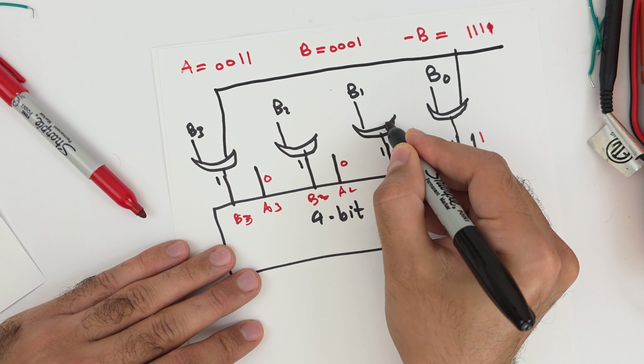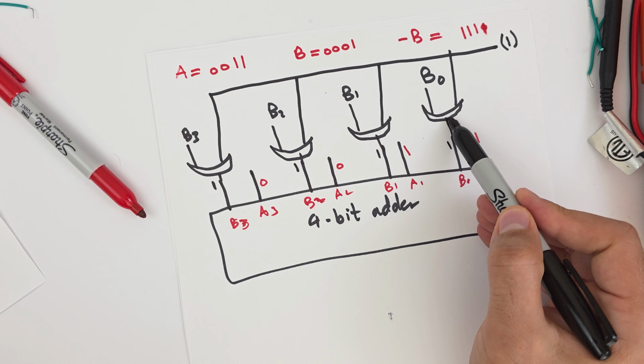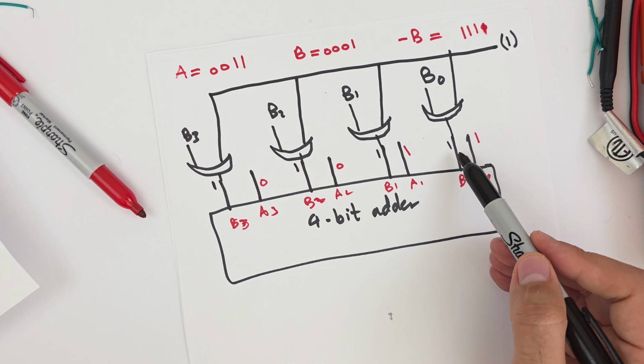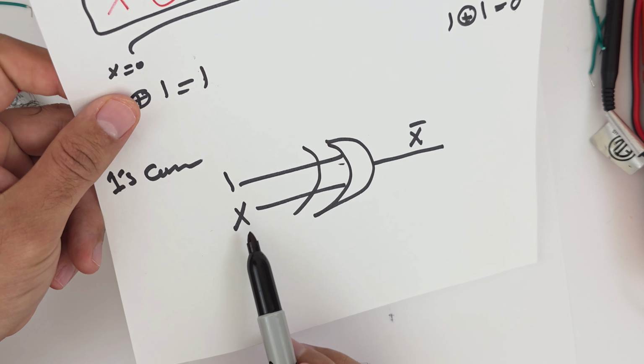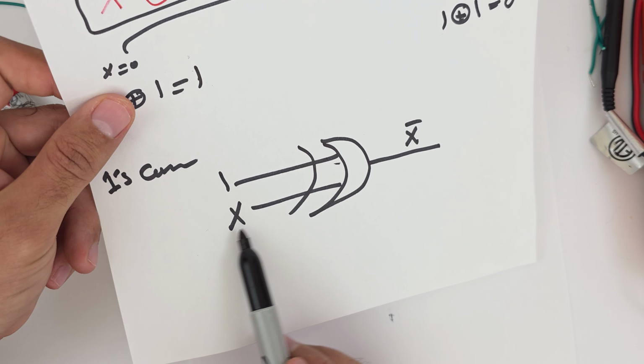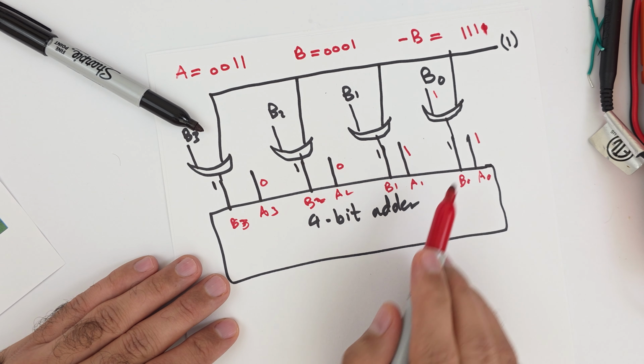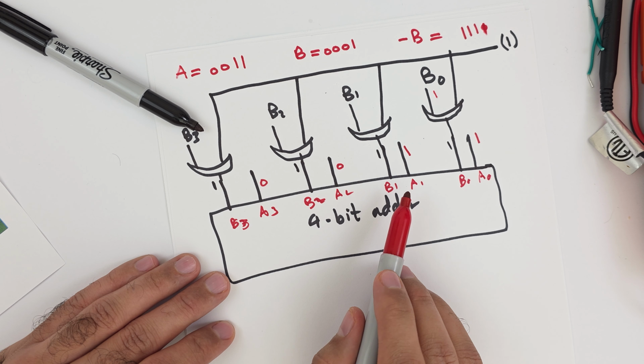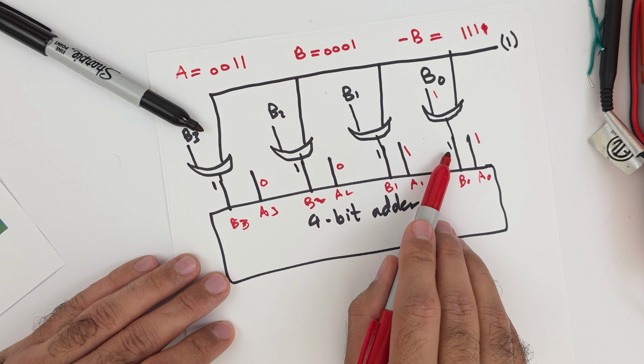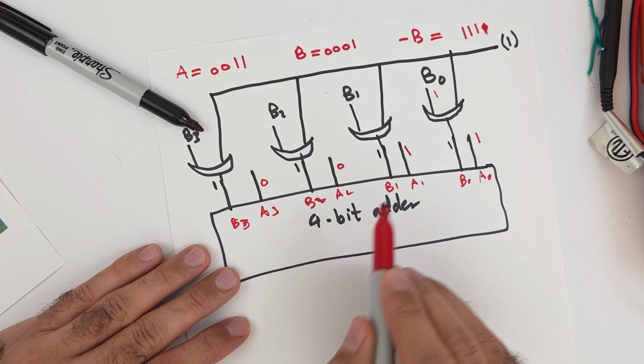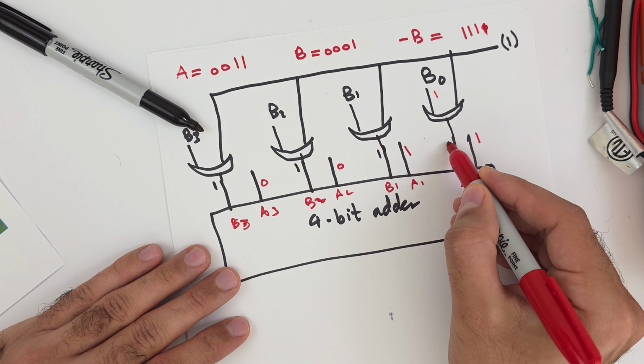So let me ask you, this value will be 1. So 1 XORed with B0. What will be the value, the output? 1 XORed with B0 will be B0 bar. So if B0, this value, is 1, the output should be 0, right? This is a problem, but I'm going to explain why it is 1, not 0. Okay, so it should be 0. Yeah, it should be 0.